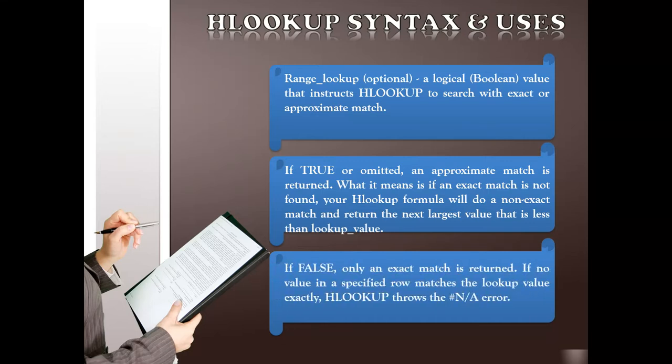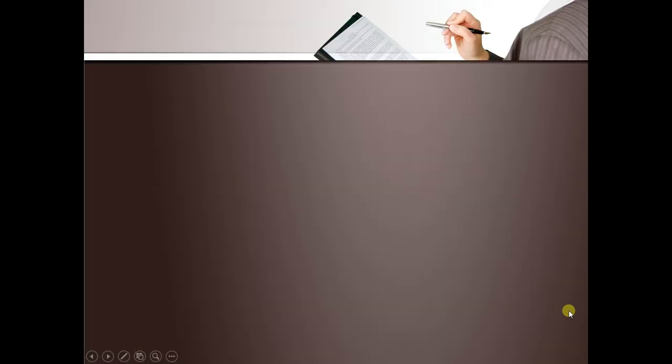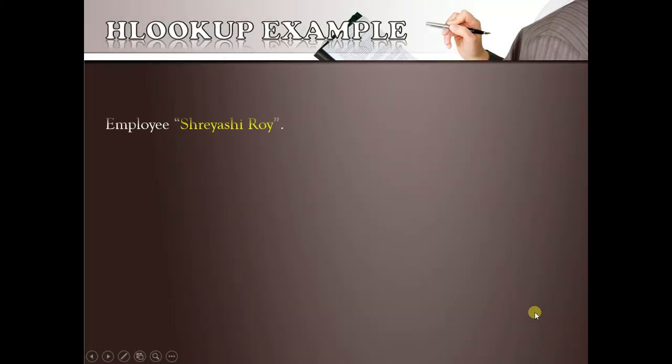That is the TRUE case, which is also the omitted case. If FALSE, only an exact match is returned. If no value in the specified row matches the lookup value exactly, then HLOOKUP throws the not applicable error. So you will find the N/A error when you are using the exact match.